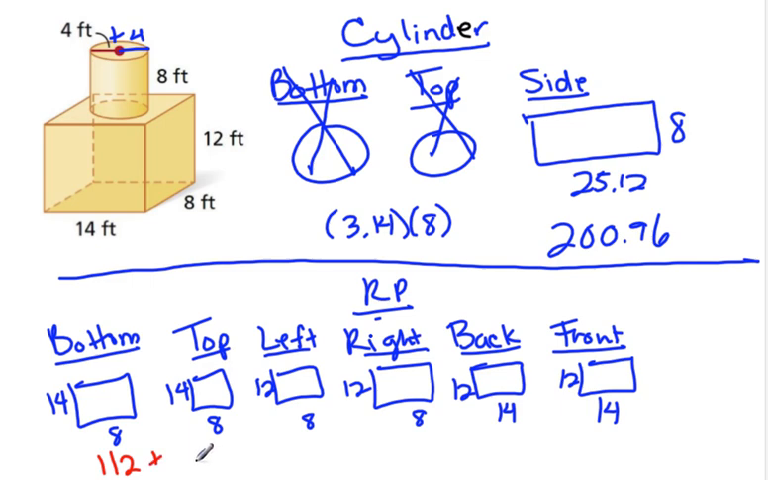112. So this is also 112. And 12 times 8 is 96. Plus another 12 times 8, 96. And then 12 times 14 is 168. Plus 168. And now you're going to add them up. So add them up, add them up, add them up.